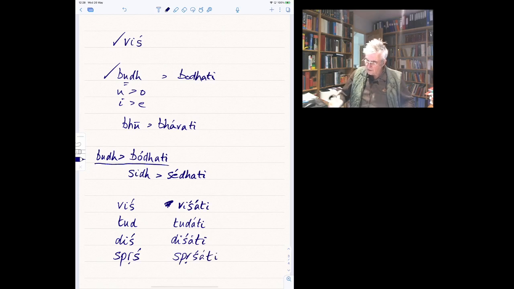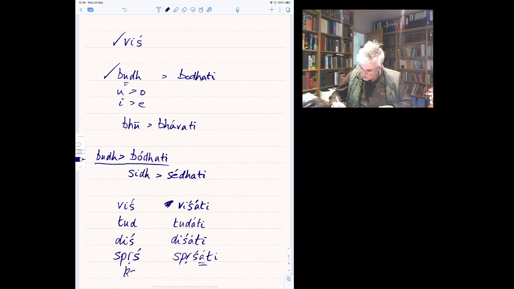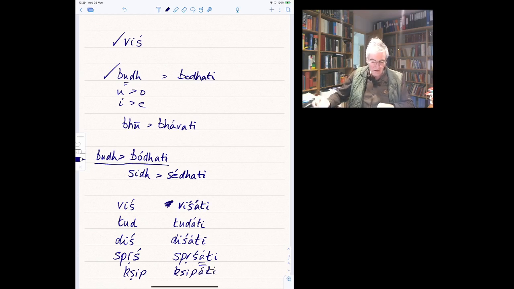Sprishati. Again, if sprish were a first-class verb, it would most likely make its present tense in sparshati, strengthening the vowel from ri to ar, but it's not. Stress on the end, sixth class, is sprishati, leaving the root unchanged. So I've just written the verbs down, and kship, let's just do the last one in this list. Kship becomes kshipati. Kshipati, to throw.